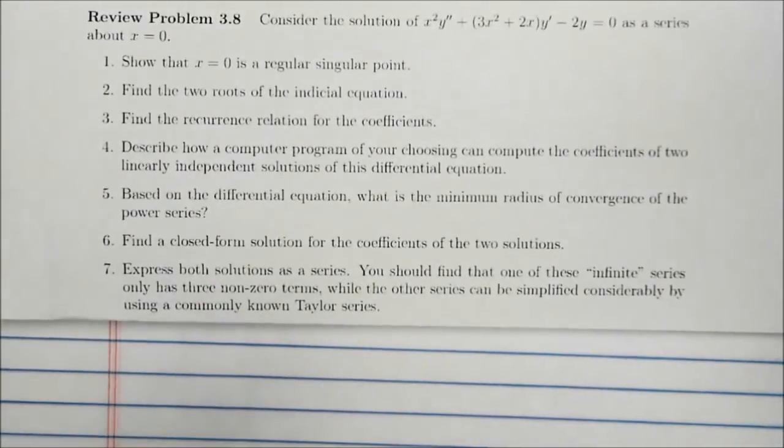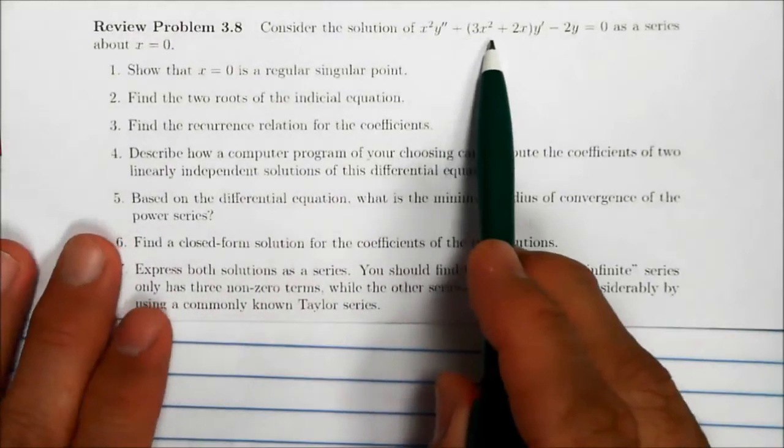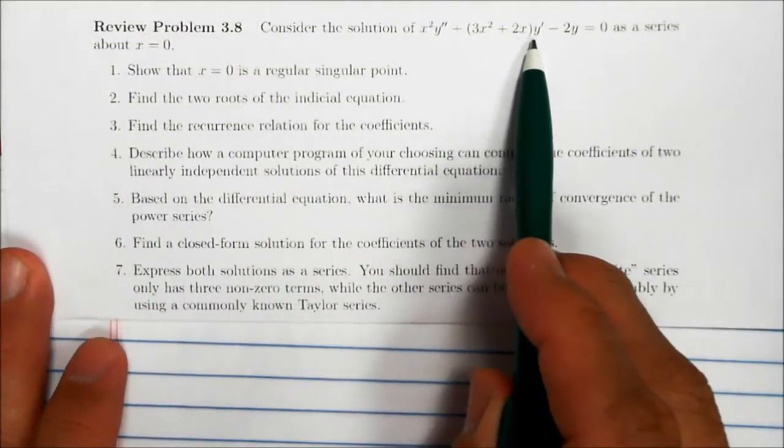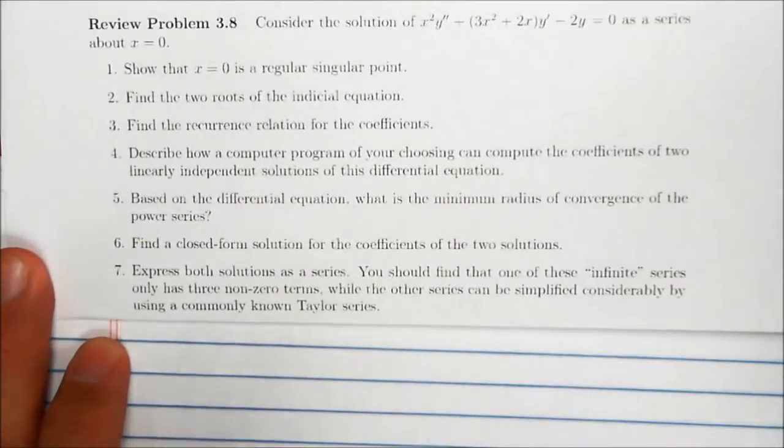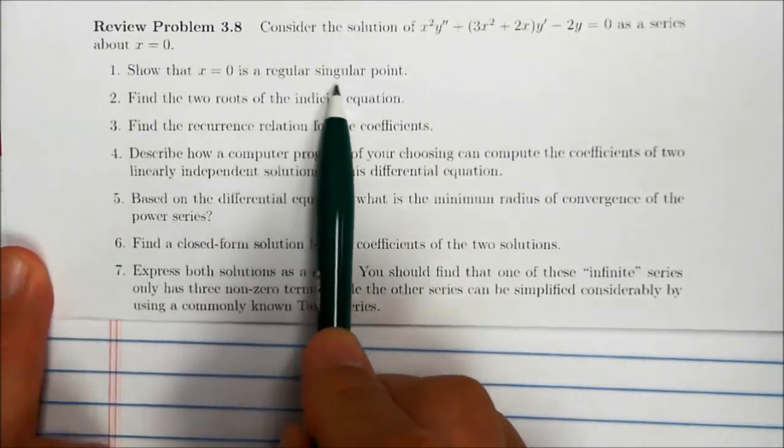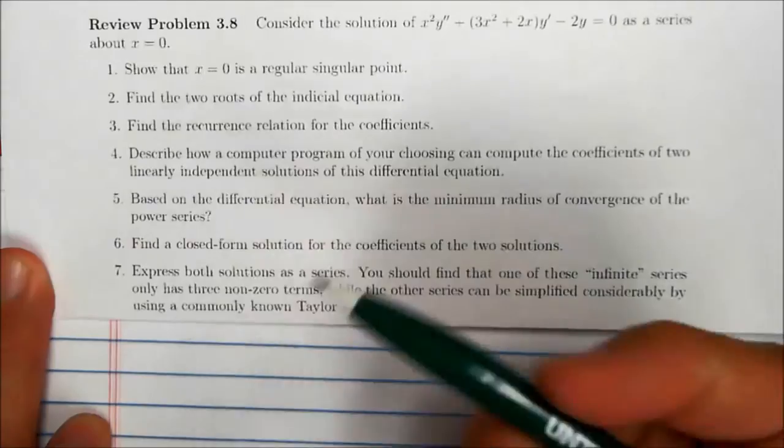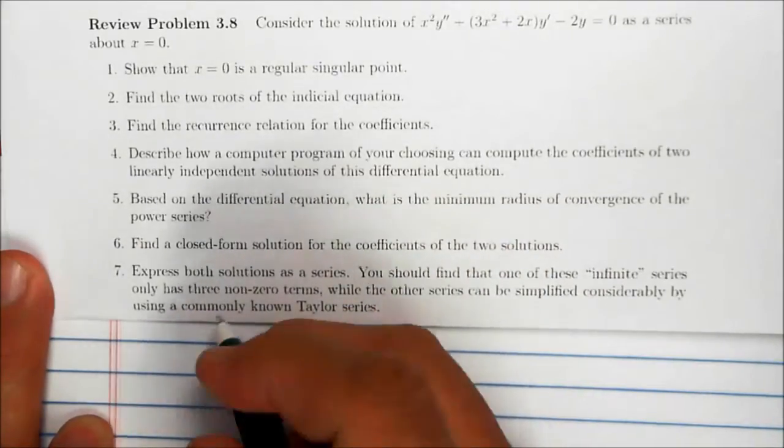Let's solve this differential equation using the power series method. We have x squared y double prime plus (3x squared plus 2x) y prime minus 2y equals 0. First, we're going to show that x equals 0 is a regular singular point. To show that it's a singular point, we just divide by x squared.